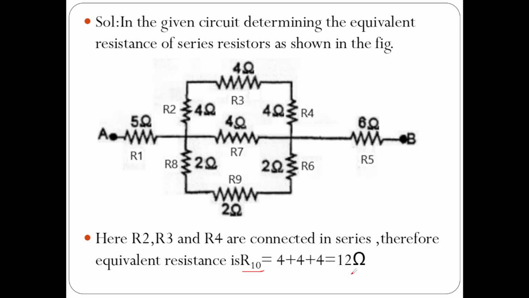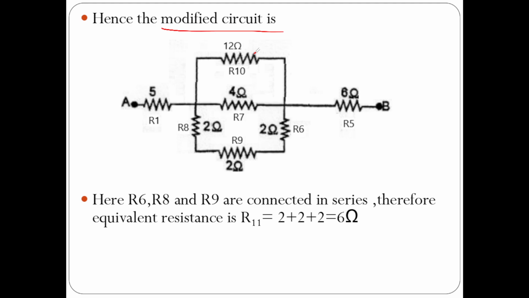Now we can replace all these 3 resistors by a single resistor whose notation is R10, whose value is 12 ohms. So this is my modified circuit. You can say this is R10 whose resistance is 12 ohms.